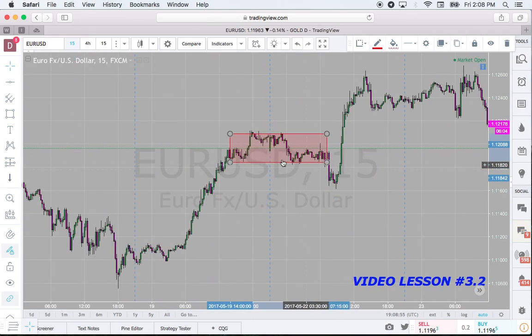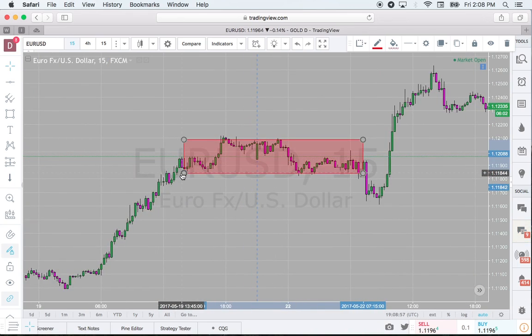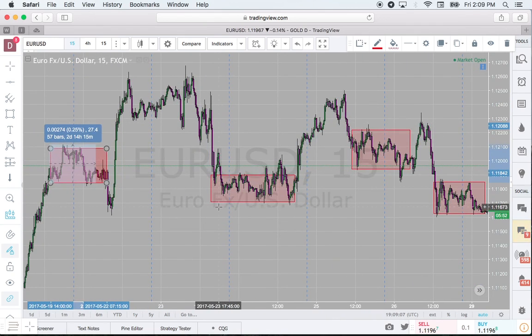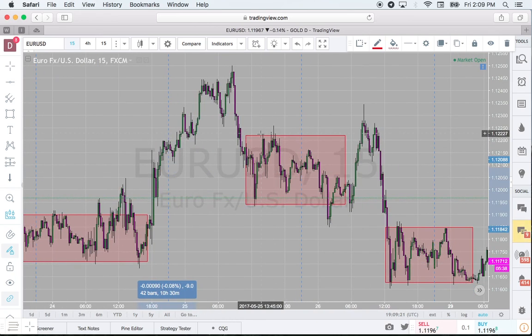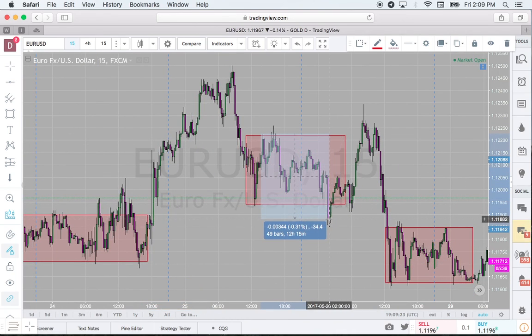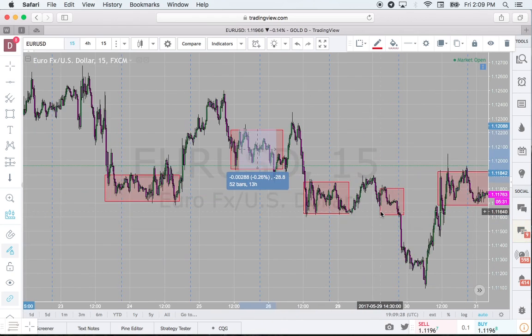You'll see most of the time these zones of consolidation on the daily chart are 30 to 50 pips. This one is 27.4 pips. This one is about 23 to 30 pips. This one is 34 pips, possibly 30 to 35 pips.